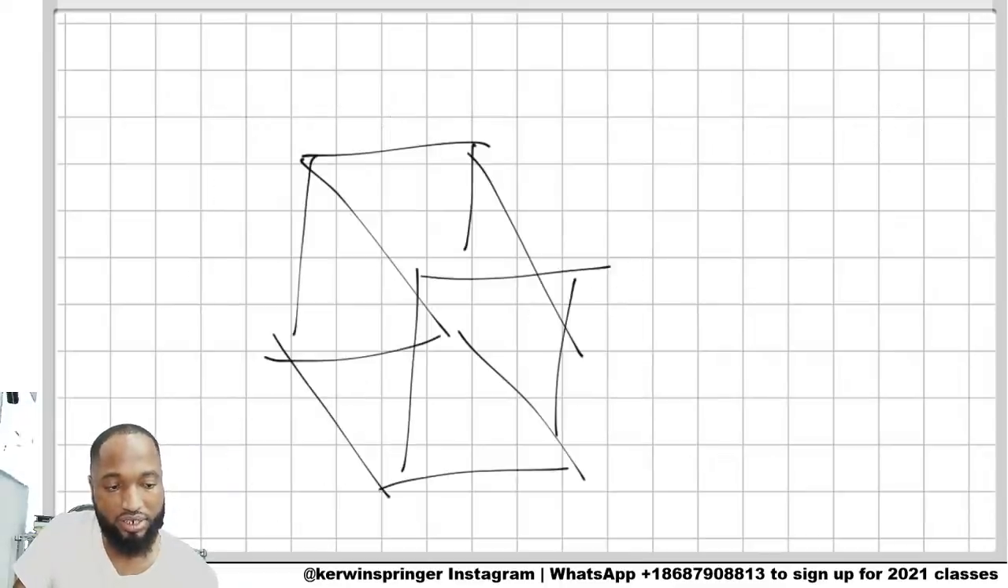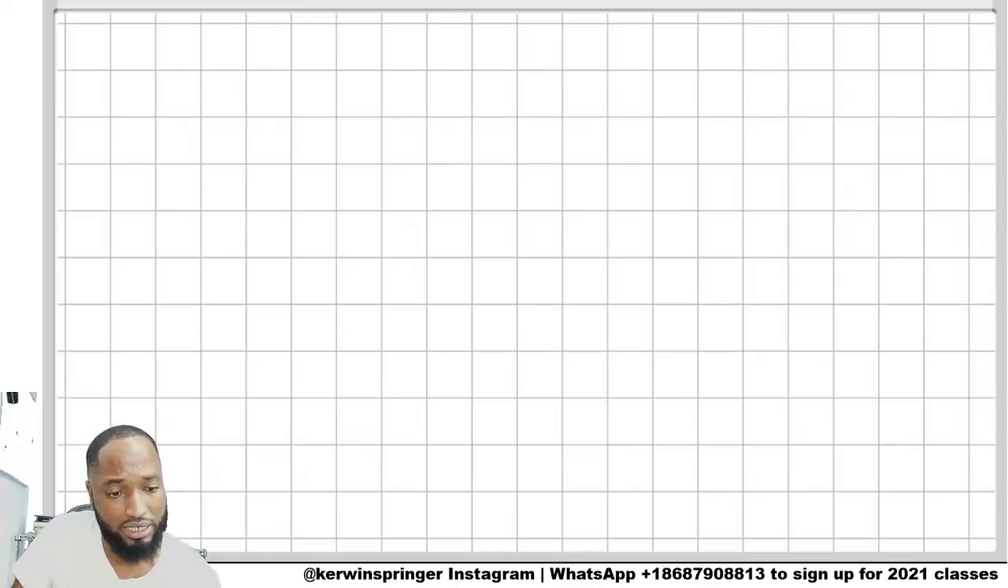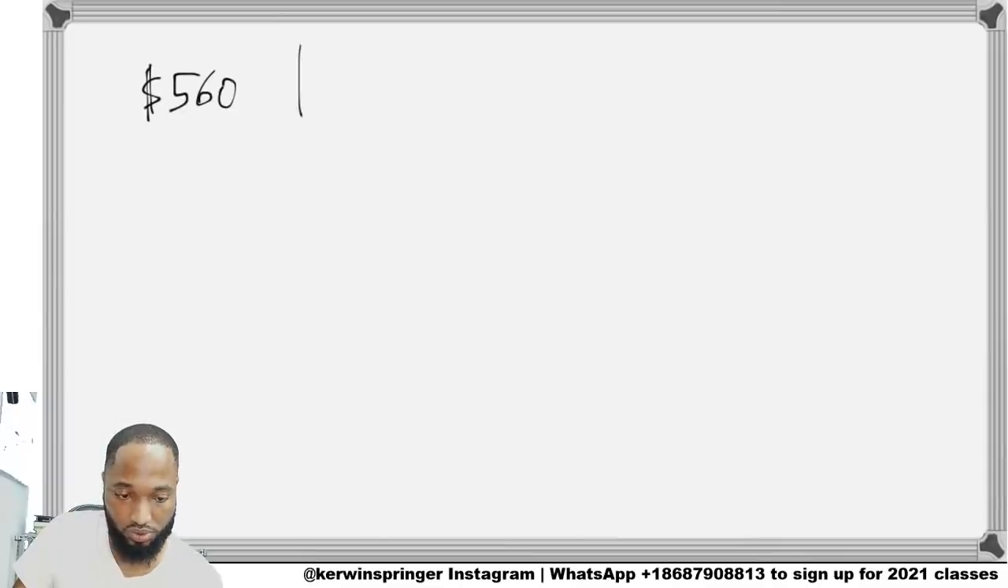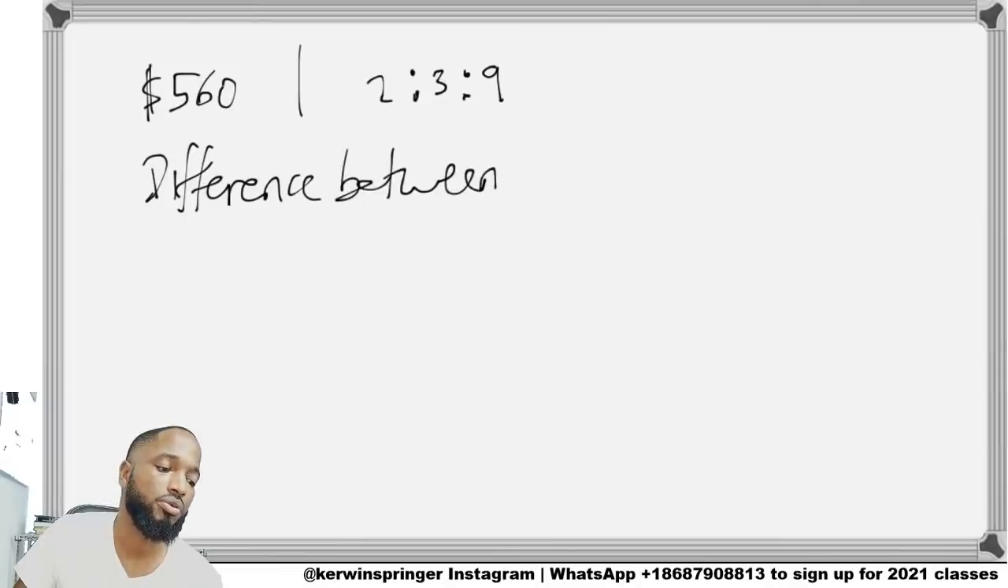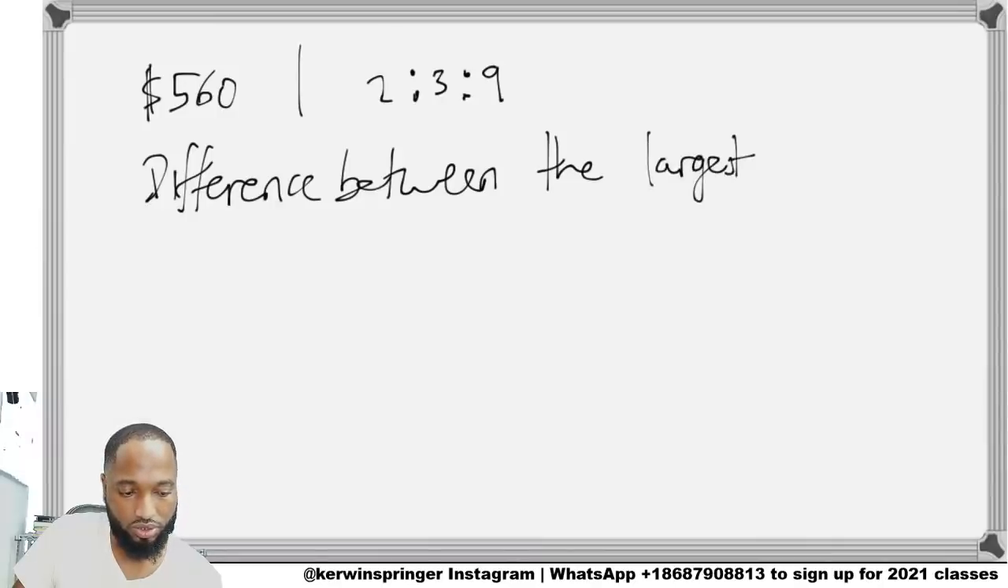Here comes a ratio question. Some person was just constantly harassing me just now. Ratios. So now we come into them ratios. 560 is shared in the ratio 2, 3, 9. What's the difference between the largest and the smallest shares?